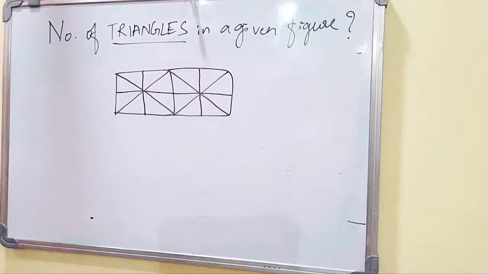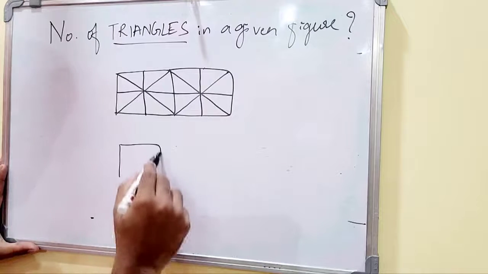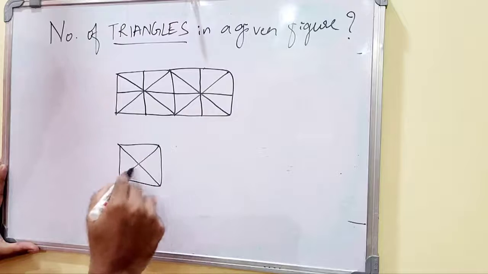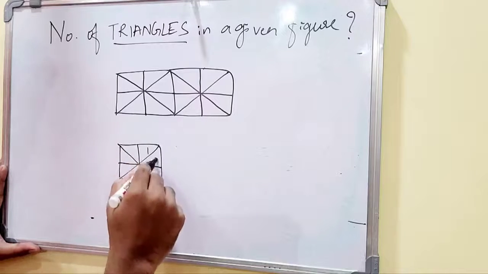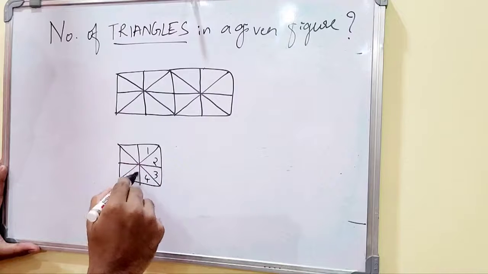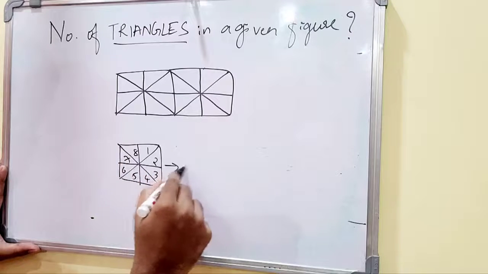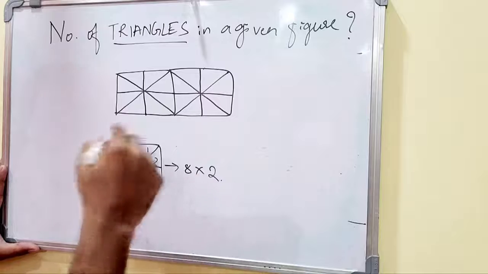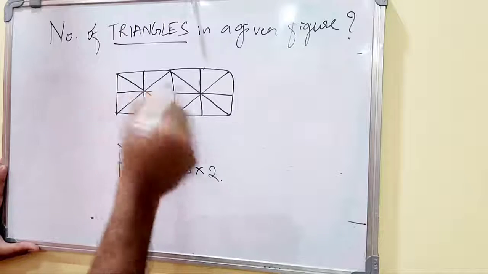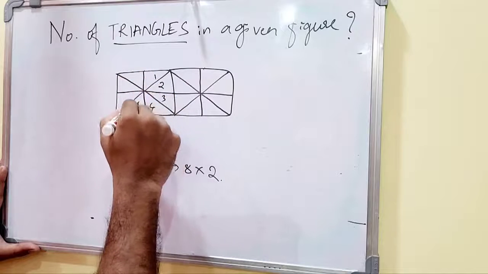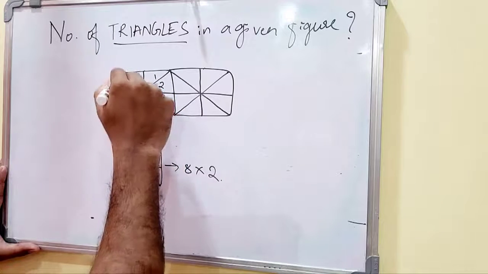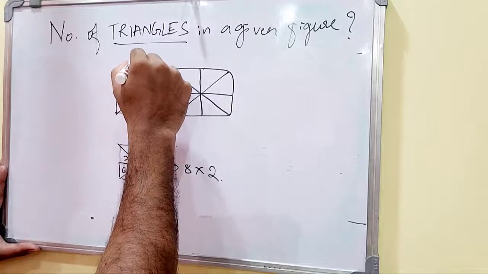So this is the figure. It is similar to the previous example. In the previous example, we had seen only this figure. So we easily found that the number of triangles in this figure is 8 into 2. So this is a combination of two figures of such kind. So again, we will number this. We know that this contributes 8 into 2, 16.